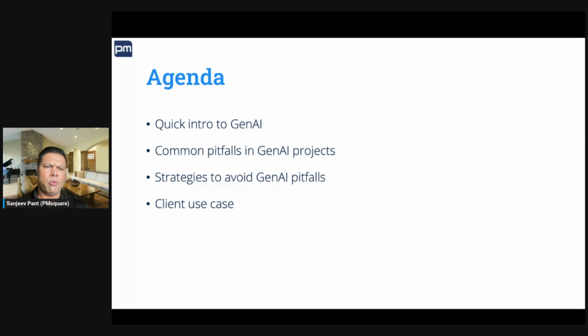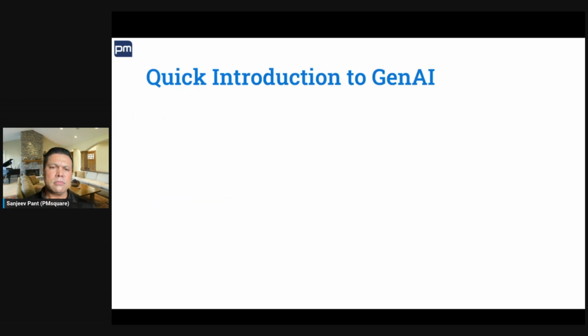So with that said, let's get into the agenda really quick. I want to start off with a quick intro to GenAI, give you Gartner's view on GenAI and a layman's term on GenAI. Then, some of the common pitfalls in GenAI projects. What are the strategies to avoid GenAI pitfalls? These are all things that we learned in the field, taking a leaner approach to truly understanding what some of these strategies are. And then finally, talk about a client use case. So let's start with a quick introduction to GenAI.